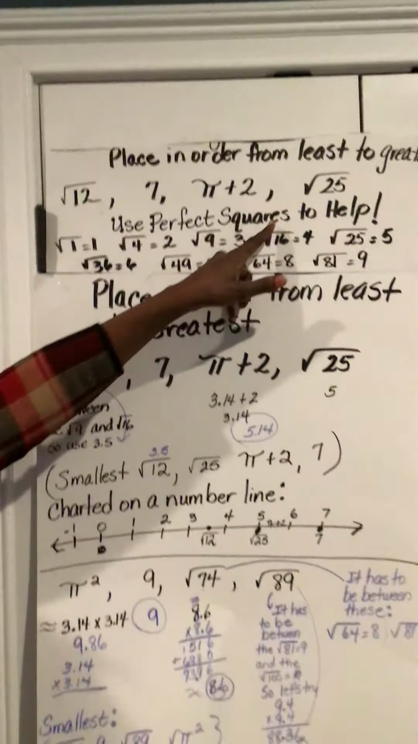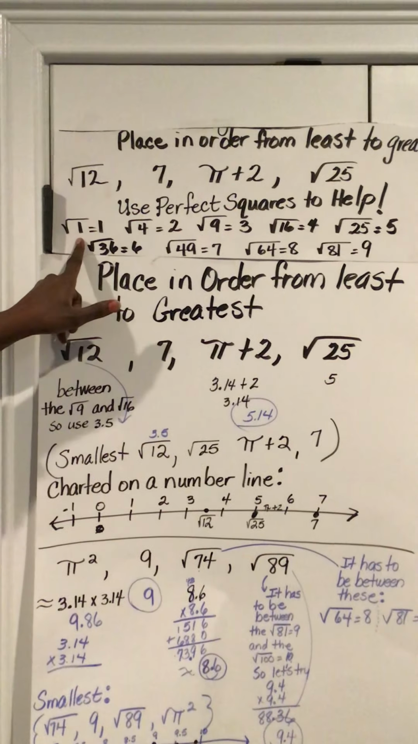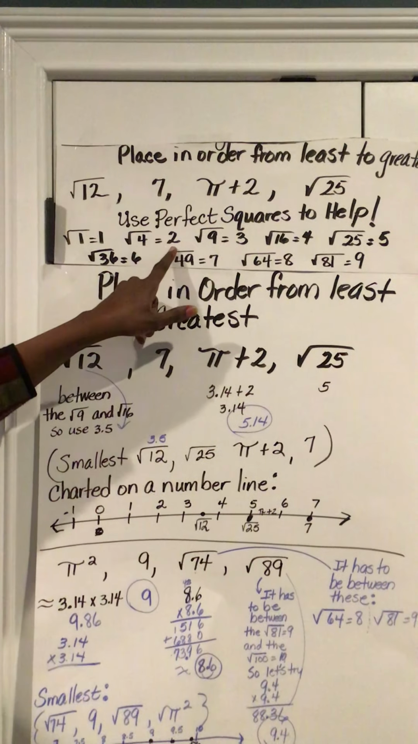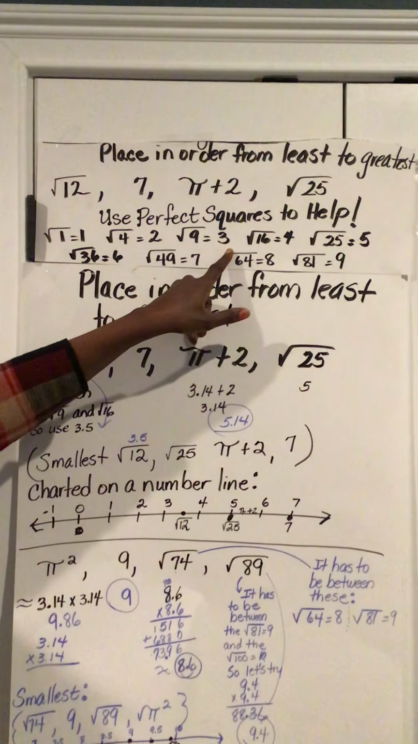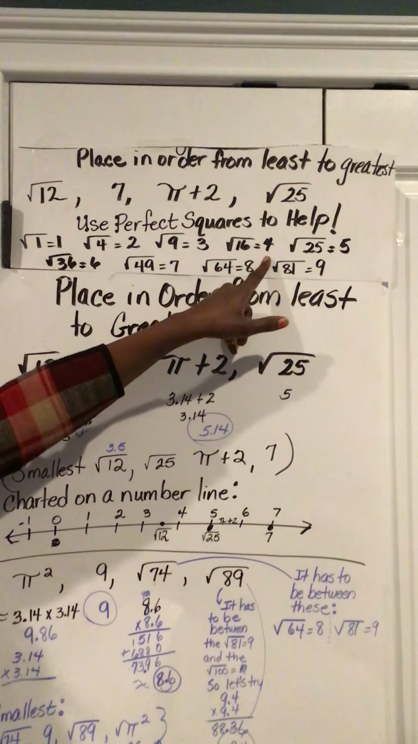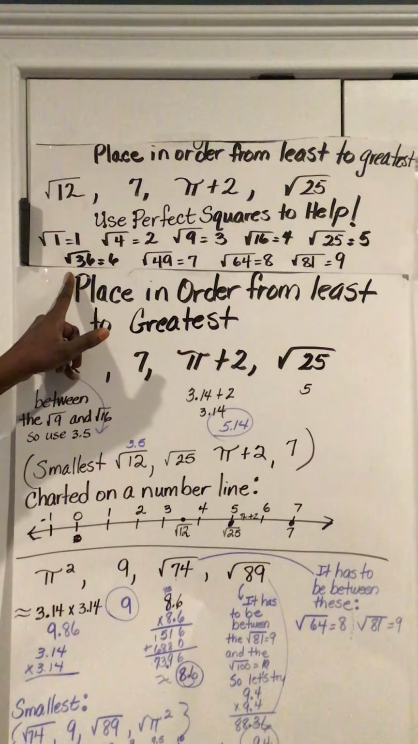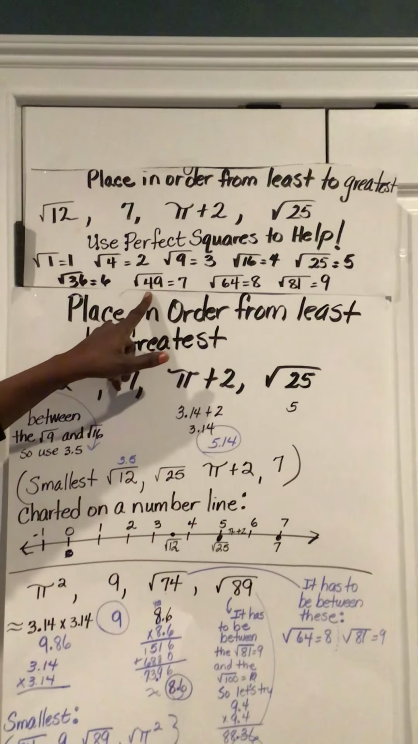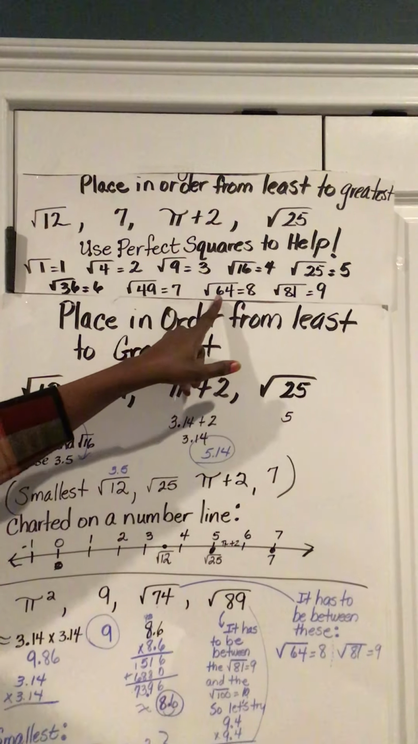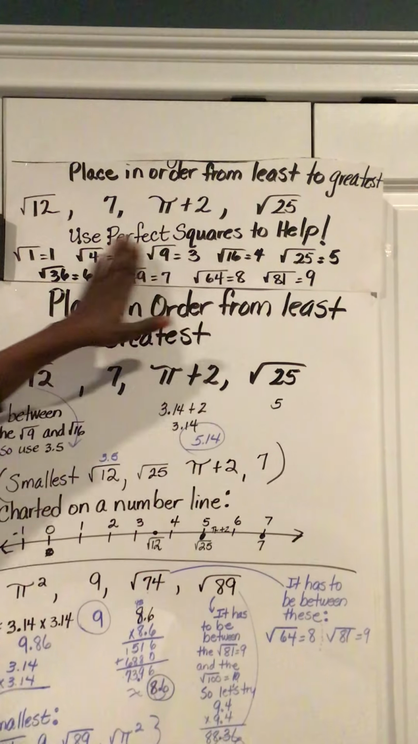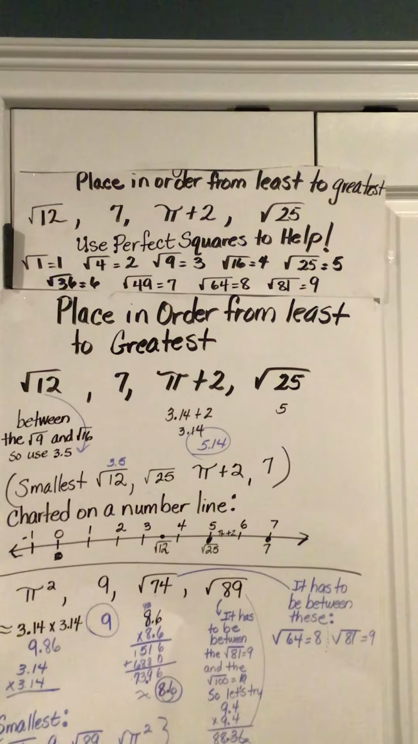So let's take a look at our perfect squares. These are our perfect squares. Square root of 1 is 1. Square root of 4, 2. Square root of 9, 3. Square root of 16, 4. Square root of 25, 5. Square root of 36, 6. Square root of 49, 7. Square root of 64, 8. Square root of 81, 9. Perfect squares. They're just perfect.